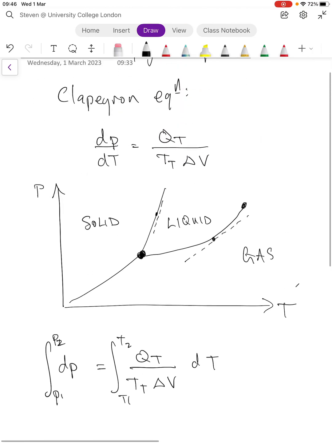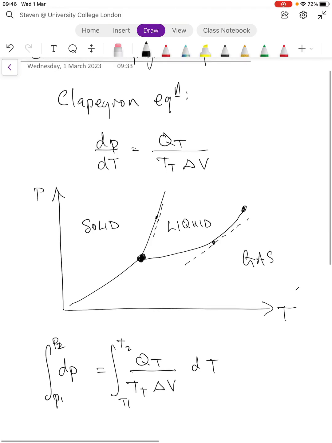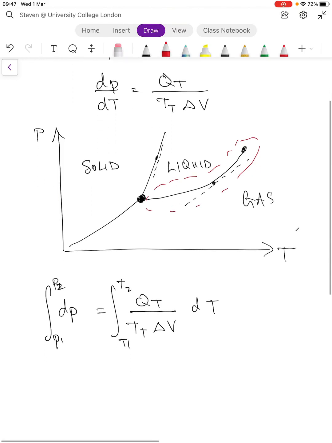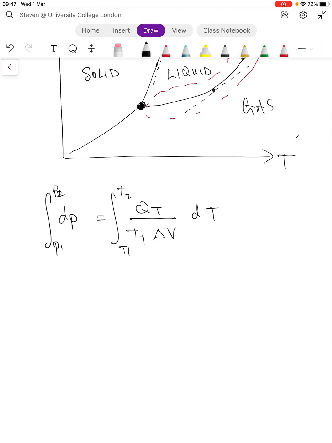And that's why the Clausius-Clapeyron equation is specific: the Clapeyron equation itself applies for any of the phase transitions. The Clausius-Clapeyron equation is specifically referring only to the liquid-gas phase transition, right? So we're specifically only referring to this phase transition here. So let's do that then.